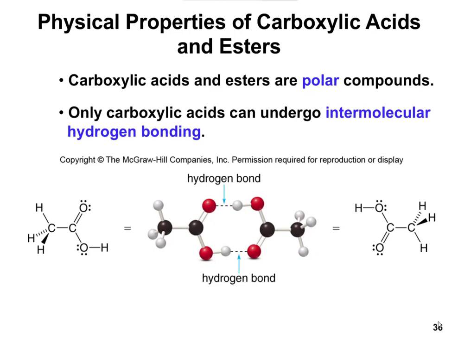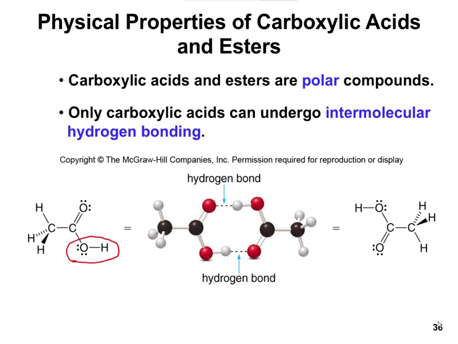The reason I say in general is if they're carboxylic acids or esters that are long enough in terms of their hydrocarbon part, they can actually have nonpolar properties. But in general, think of these as polar compounds. But only carboxylic acids can undergo hydrogen bonding. So remember, for hydrogen bonding, you're looking for a hydrogen that's bound to an O, N, or F. So right down here, you have hydrogen that can undergo hydrogen bonding.